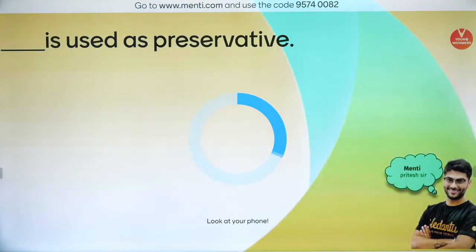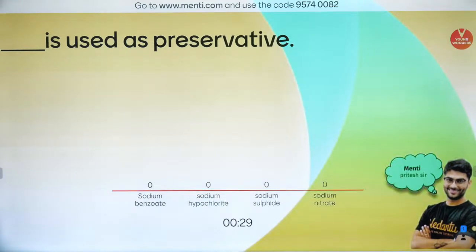Dash is used as a preservative on a large scale. Sodium benzoate, hypochlorite, sulfide or nitrate. Super easy question, you can definitely answer it.